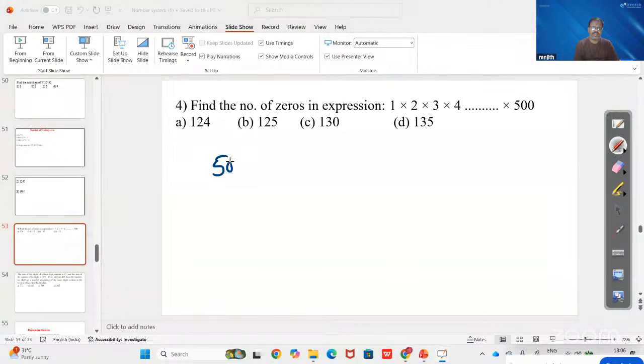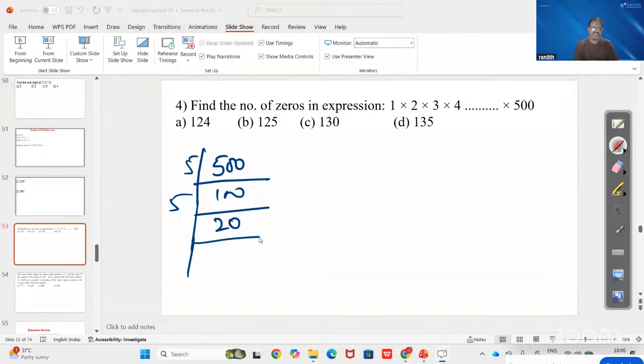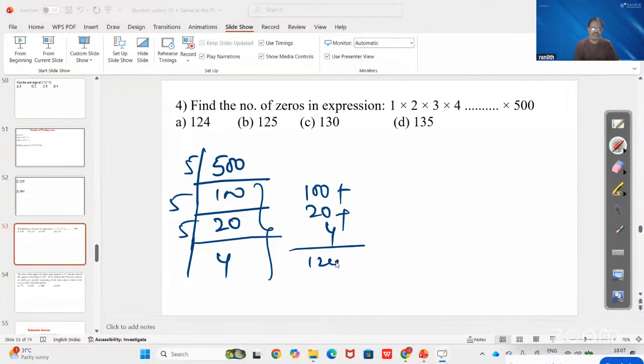500 divided by 5, so it is divisible 100 times. 100 is divisible by 5, 20 times. 20 is also divisible by 5, 4 times. We need to add all the quotients. 100 plus 20 plus 4 will be equal to 124.